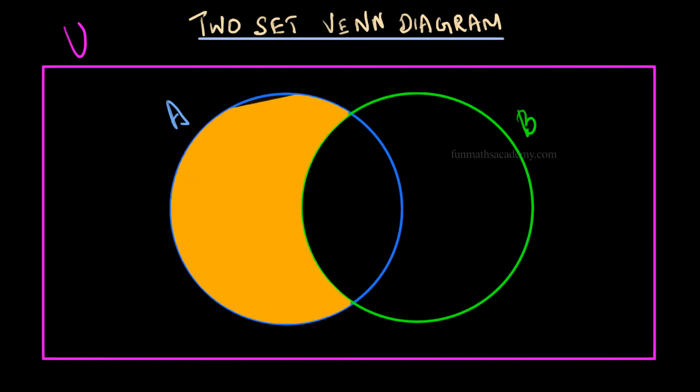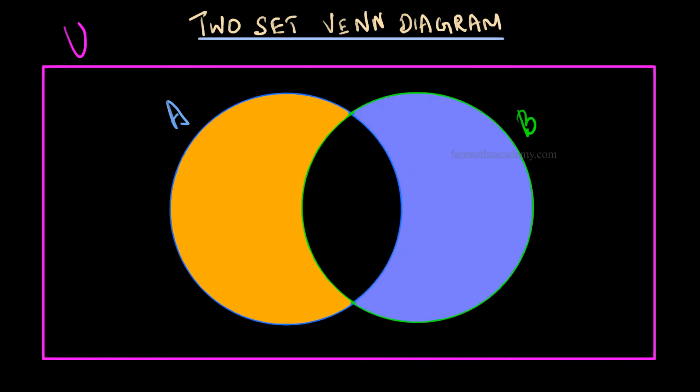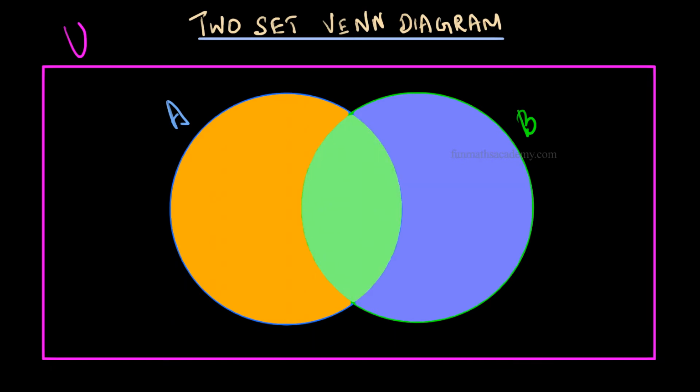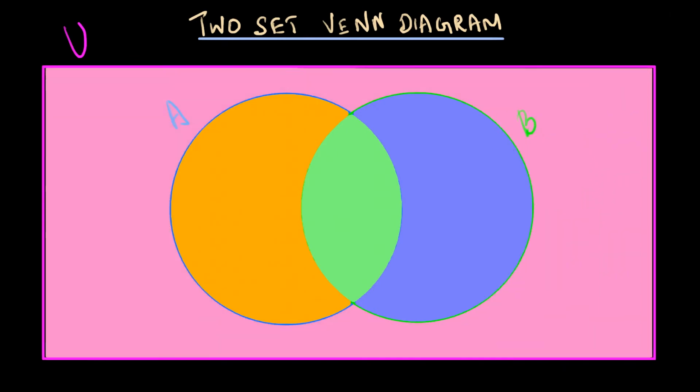This region colored yellow will contain elements of A which are not in B. This region in blue contains elements of B which are not in A. This region colored green contains elements which are present in both A and B. And finally, this region in pink contains all elements of U which are not in A and B.